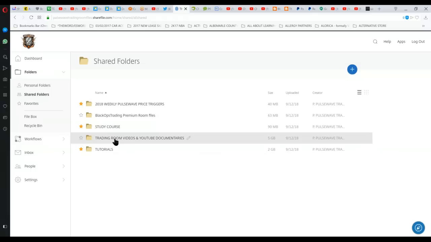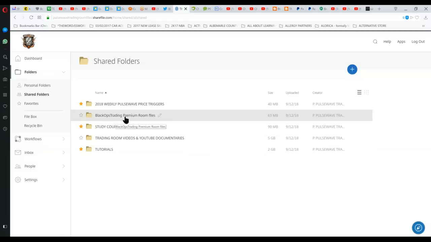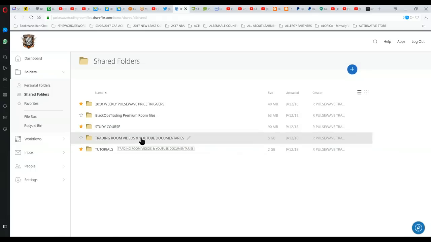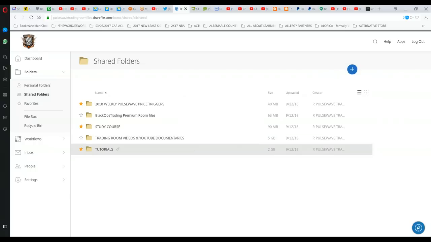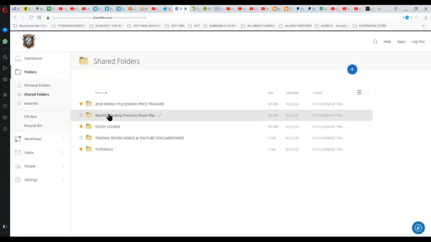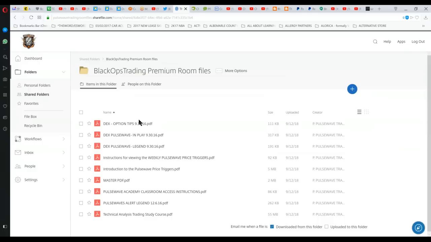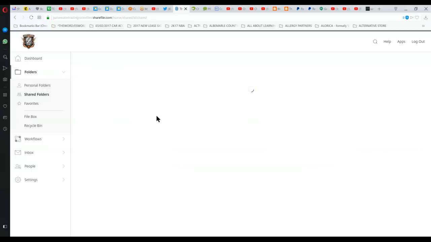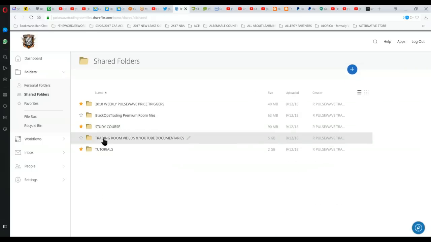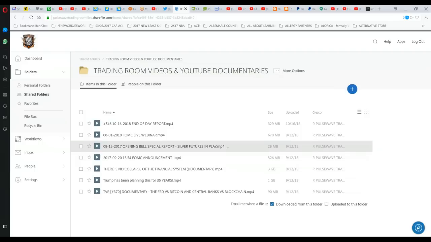And then over here we have the Black Ops Trading Premium Room files, and we have the Trading Room videos and YouTube documentaries and tutorials. If you click on the Black Ops Premium files, this has a whole bunch of PDFs and stuff. A lot of it is outdated, though. I'm going to have to update a lot of it. All right, so that's this one. Trading Room videos and YouTube documentaries.